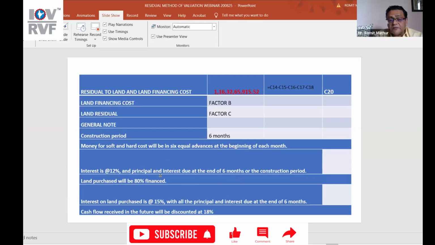Land purchased will be 80% financed. Now, interest on land purchase is 15%, whereas interest on building construction is 12%, with all the principal and interest due at the end of 6 months. Cash flow received in the future will be discounted at 18%. What is cash flow? During the process, if he is able to sell some property and he's getting some advances, right? Booking amounts during the construction phase, payments from the buyer.